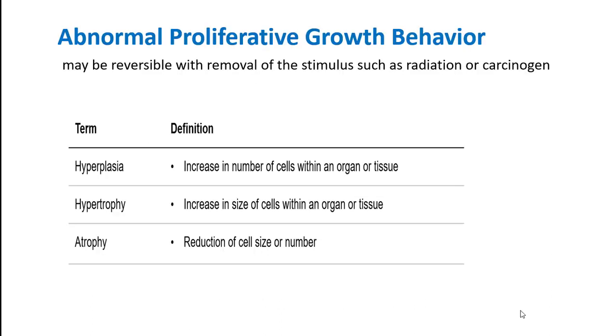Okay, the abnormal proliferative growth behavior of the cells may be reversible with removal of the stimulus, such as radiation or carcinogen. And when it comes to abnormal proliferative growth behavior, we should know some definitions. Hyperplasia means an increase in the number of cells within an organ or tissue, hypertrophy means an increase in the size of the cells within an organ or tissue, and atrophy means reduction of cell size or number. So hyperplasia deals with the number of cells, hypertrophy deals with the size of the cells, and atrophy deals with the size and number.